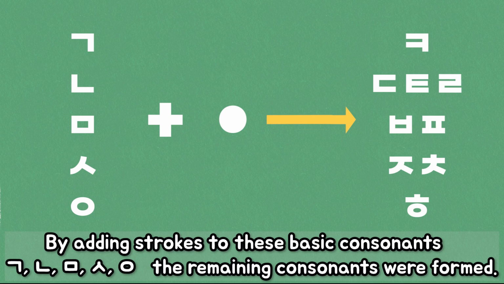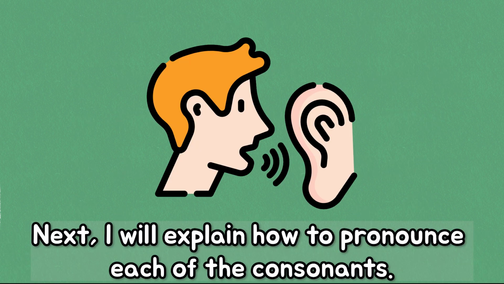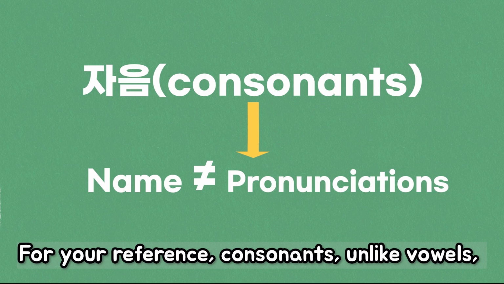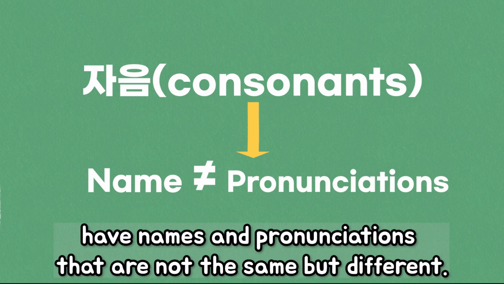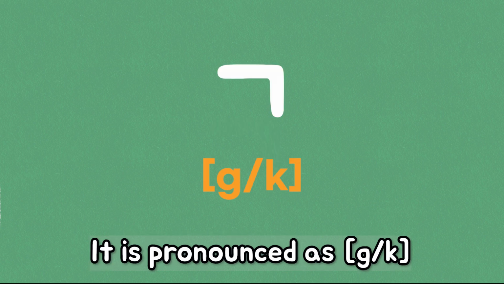By adding strokes to these basic consonants like kiok, nian, miem, shiot, iing, the remaining consonants were formed. For example, it goes as follows. Next, I will explain how to pronounce each of the consonants. For your reference, consonants, unlike vowels, have names and pronunciations that are not the same but different. Kiok is called kyo. It is pronounced as k.